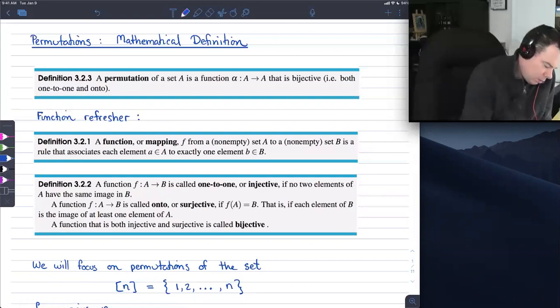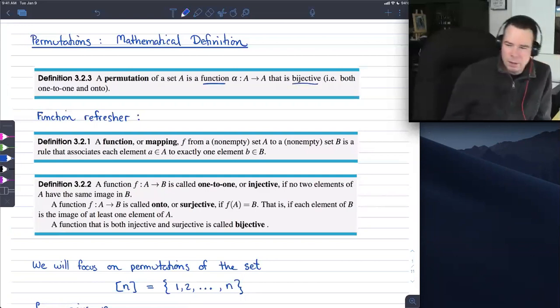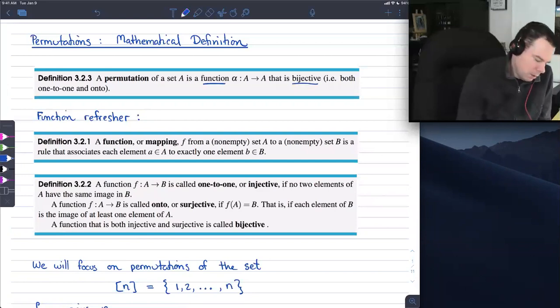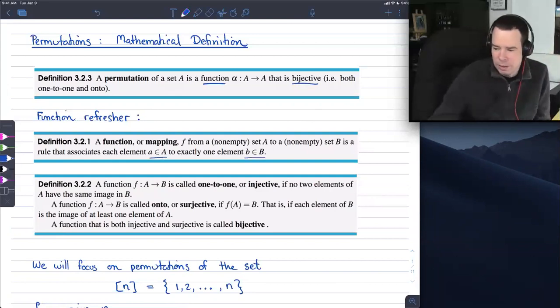So a couple of things just as a refresher. We built it on the idea of a function and this notion of being bijective. So I just want a quick function refresher so we're all on the same page here. What is a function? A function from a set A to a set B is a rule that associates to each element of the input set, or the domain A, exactly one element of the output set, what we call the codomain.